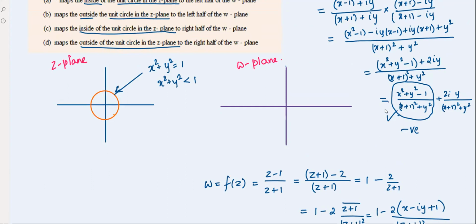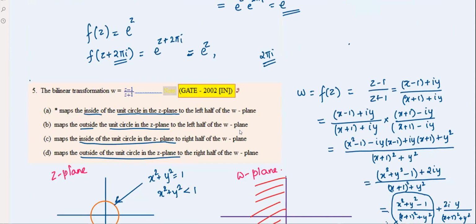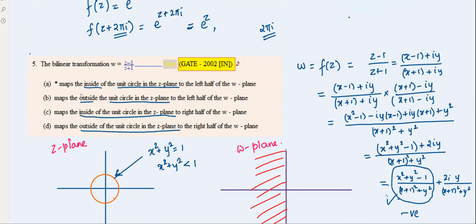So this plots on the negative side, and y can be either positive or negative, so both. So some region here, it will be on the left half of the plane. So this maps the inside of the unit circle to the left half of the plane. This is right. This maps the outside of the unit circle to the left half of the plane. This is wrong. It maps inside of the unit circle to the right half of the plane. Wrong.